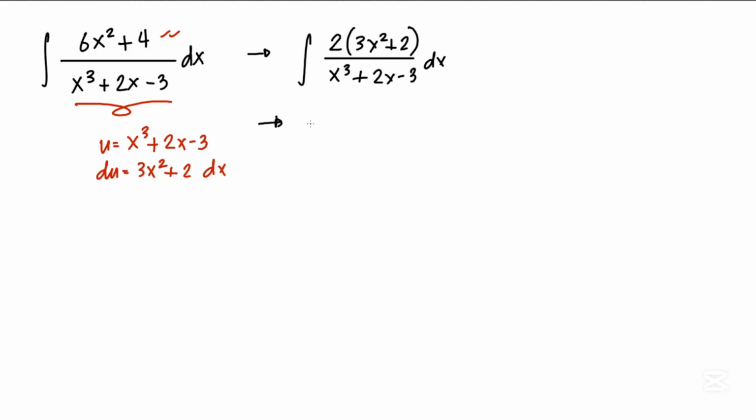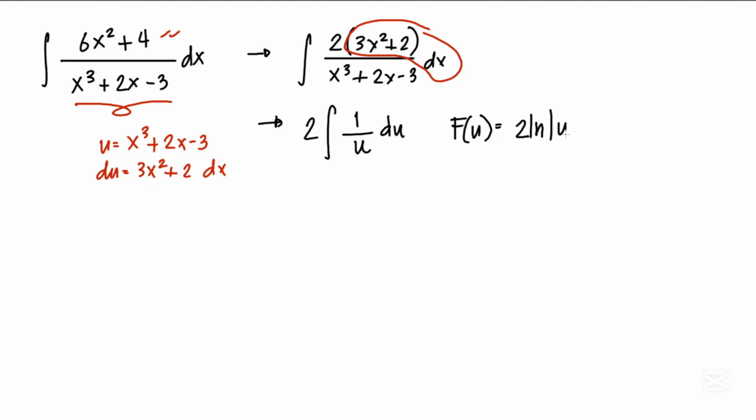As we usually do, the constant goes outside the integral. Our u was x cubed plus 2x minus 3, so let's put u down here. And then I can now see my du here. So I'll just write 1 over u and then du, and the integral of this expression is 2 ln u plus c. So if I plug back all of these expressions, we get 2 ln of x cubed plus 2x minus 3 plus c. So this can be solved using u substitution.